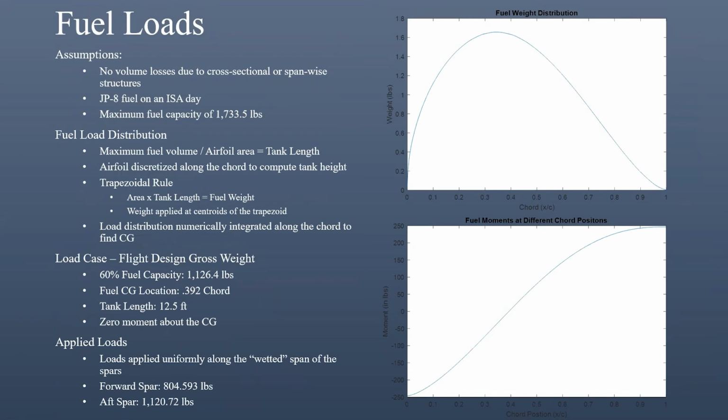At a low case of flight design gross weight, 60% fuel capacity was used, and the loads were applied to create a zero moment about the CG of the fuel tank. These were then applied as a uniform distributed load along the wing spars for the length of the wing tank, starting at the wing root and moving outboard.